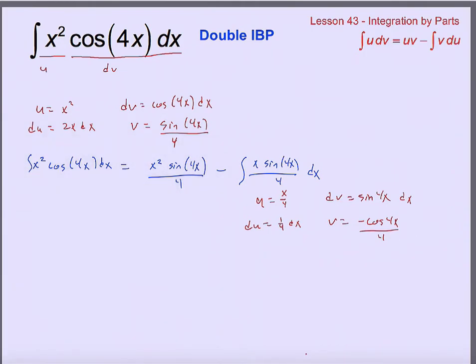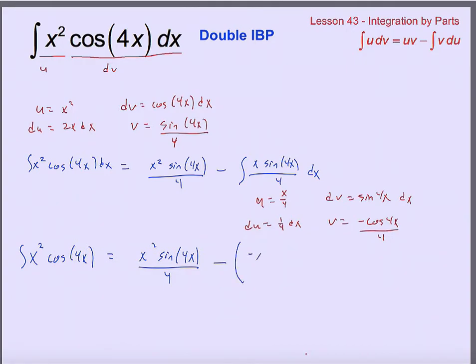And so here's where we have to be a little bit careful about signs. I'm going to start from scratch here. We're looking for the antiderivative of x squared cosine of 4x. So what we want to be able to do is simplify everything on the right-hand side. The x squared times the sine of 4x over 4, that's still here. That's not going anywhere. But what we can do is take the antiderivative of x sine of 4x over 4 dx and replace that with uv minus the integral of v du.